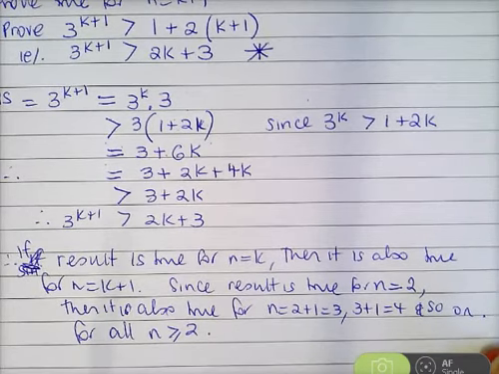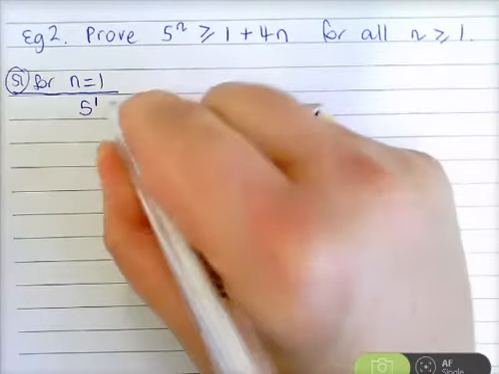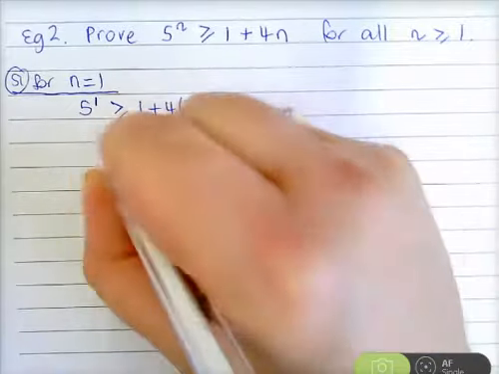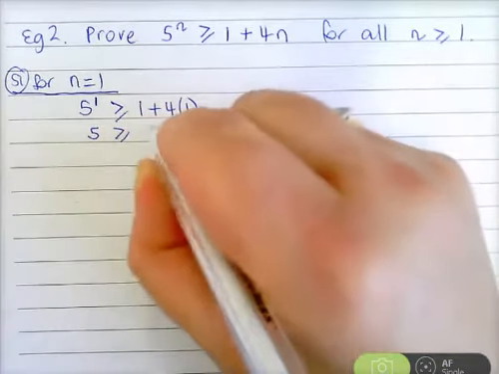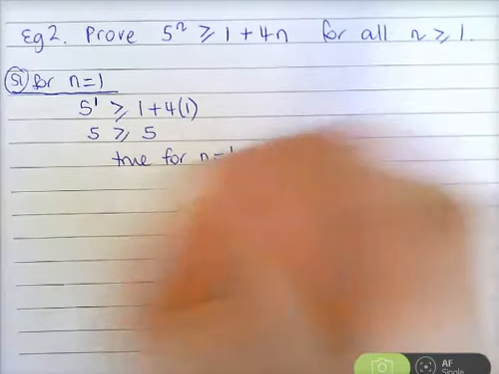Yay or nay? Underlined it. 5 to the power of 1 is greater than or equal to 1 plus 4 times 1. Is that true? Yeah. 5 is greater than or equal to 5. Yes, it's true. 4, n equals 1.